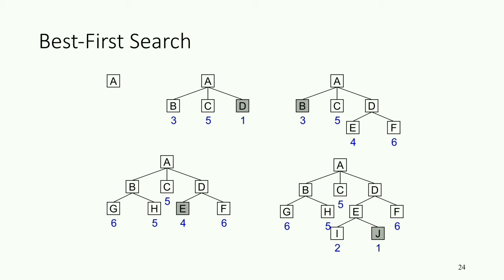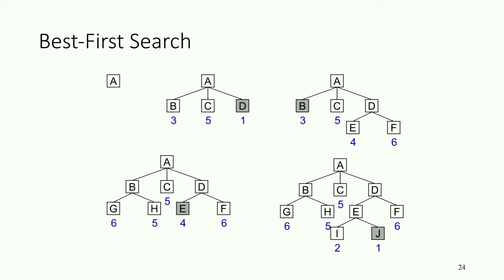See here how best first search works, with the help of an example. Initially the initial state is A, and when we explore A, it produces B, C and D, with values 3, 5, 1 respectively. When we compare these, D has the minimum compared to B and C. Then in the next step we explore D. It produces E and F having the values 4 and 6.